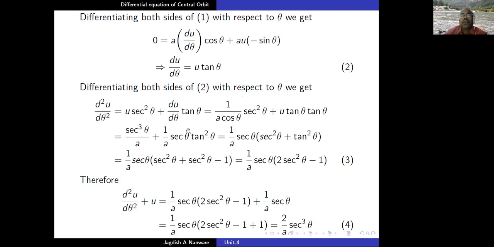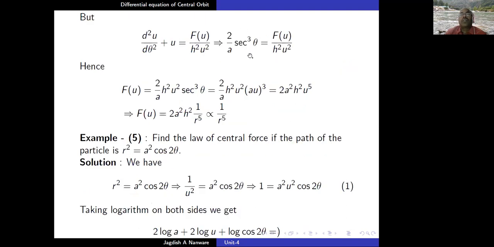And so, putting and simplifying, you will get this. Put this value in equation 4. So this is sec cube theta is equal to this, and simplify for f of u. So this will be 2a square h square u to the power 5. 2a square h square is constant. And what we see is f of u is proportional to u to the power 5.